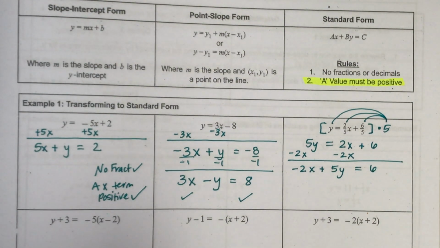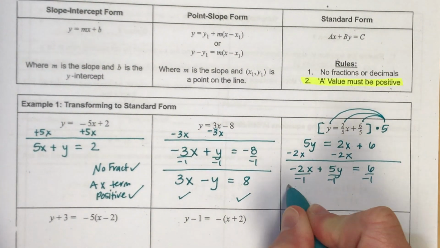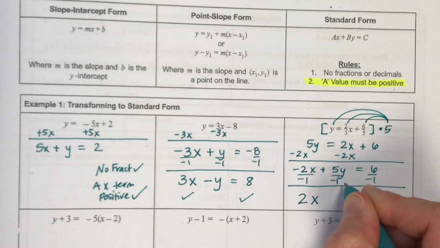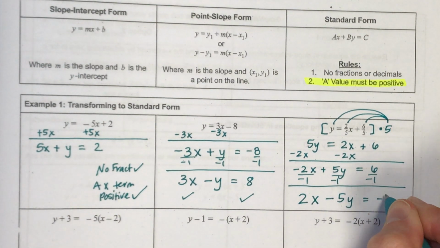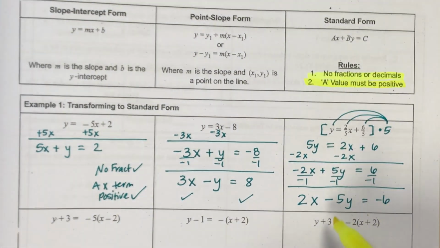And so I'll do that by dividing every term by a negative to get rid of the negative with my x term. So now I have positive 2x, a negative y term, negative 5y, and a negative 6. And this would be standard form for my function.